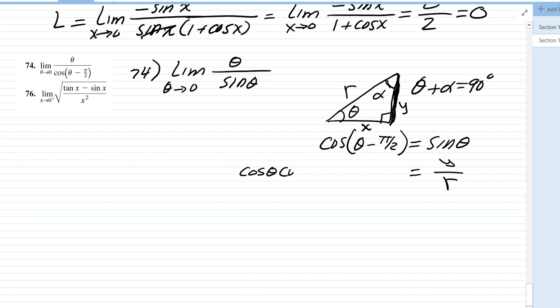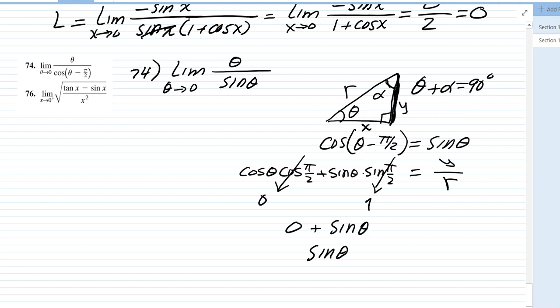That's cosine plus sine. Okay. And cosine of 90 degrees is 0, right? So that is 0. Sine of 90 degrees is 1, so that's just sine theta, right? Plus 0, which is sine theta. So that's how you can write sine theta. And that's easy now. Remember, we just went through earlier, showed the limit of theta over sine theta is 1. And there you go, that's number 74.